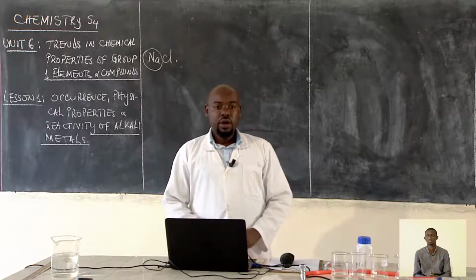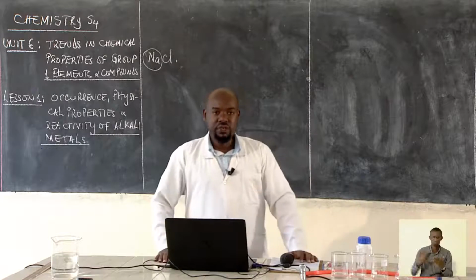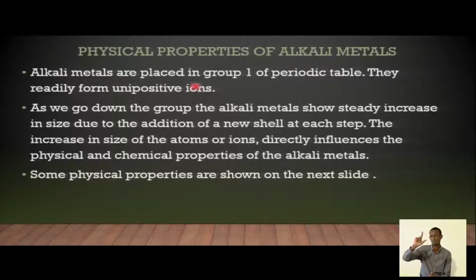Now, let us have a look at the physical properties. Here it will be just helping you to recall what we have discussed, because we covered all of these physical properties. So the alkali metals are placed in group 1 of the periodic table. They readily form unipositive ions.